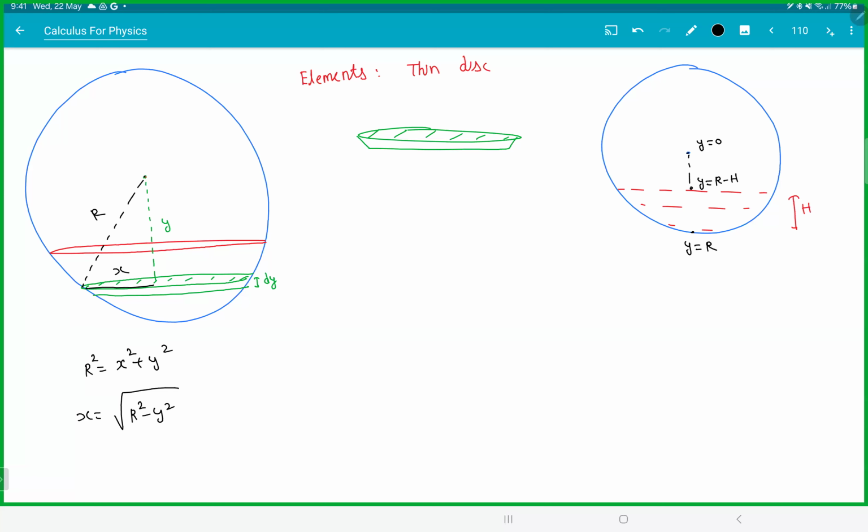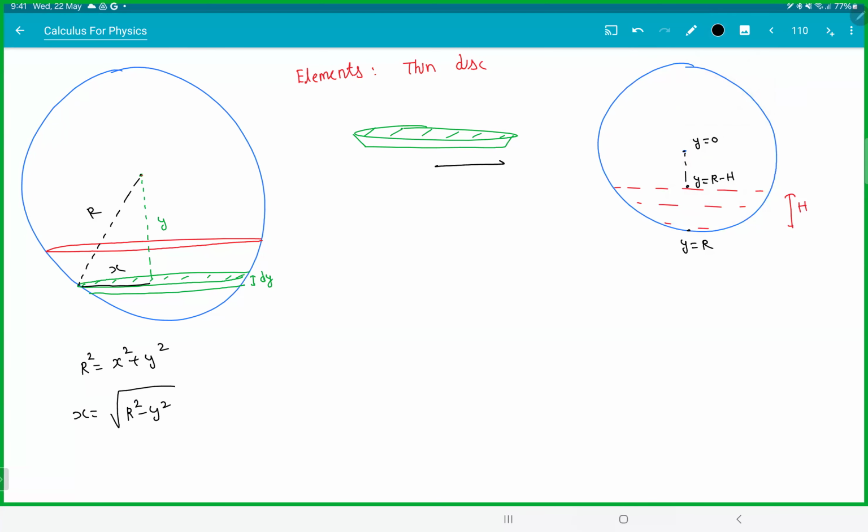What is the meaning of limits? Where are you starting from? Where are you ending? Your water starts when y is r minus h and water ends when y is r. And this guy's radius is x and this thickness is dx. Isn't this a small cylinder? Isn't this like a small cylinder? So what is the volume of this thin disk?